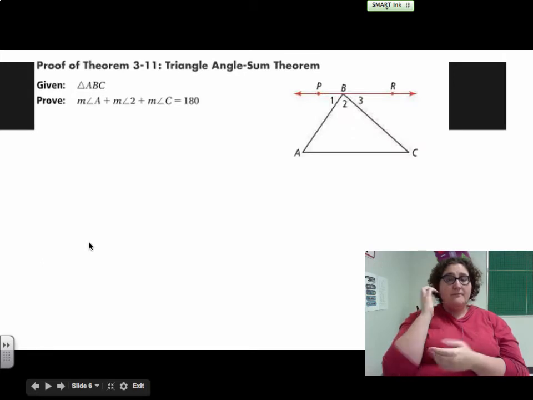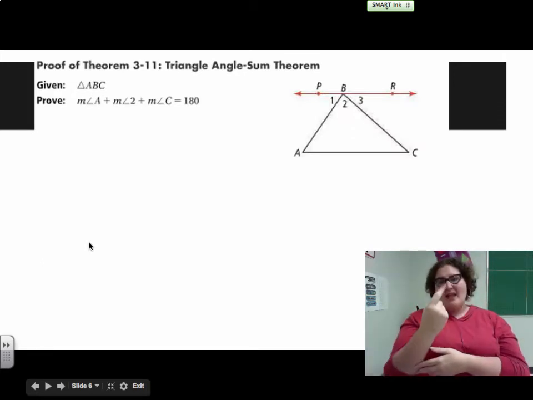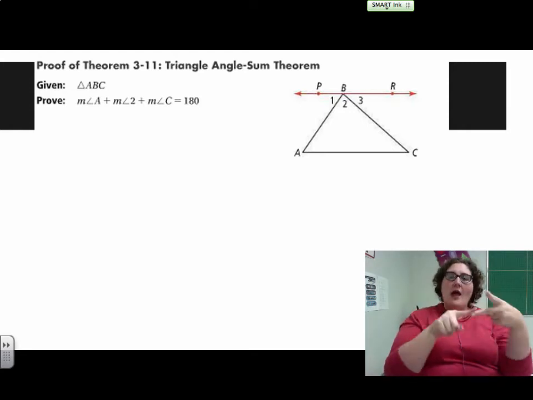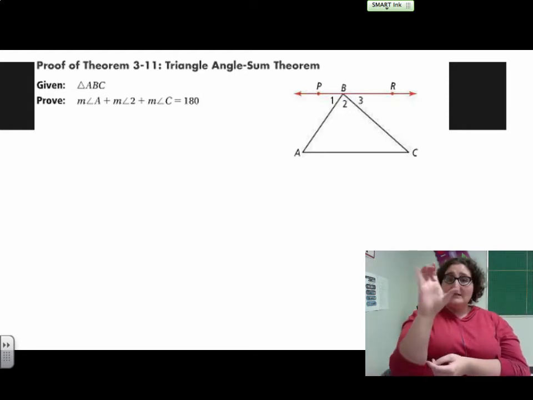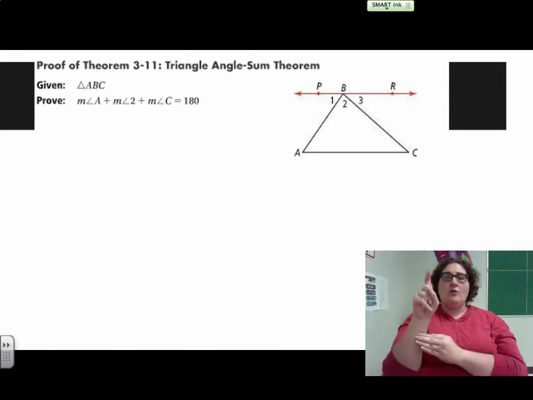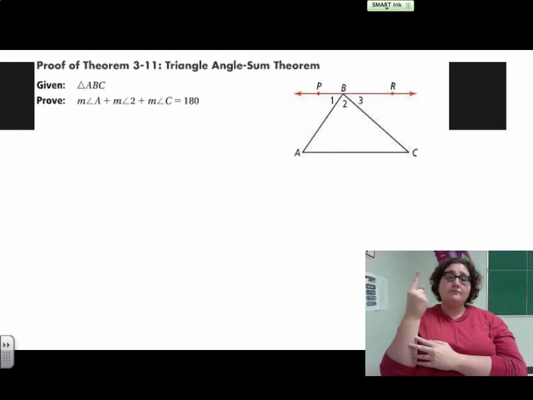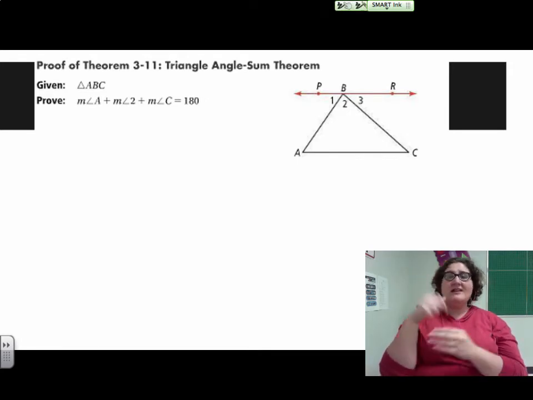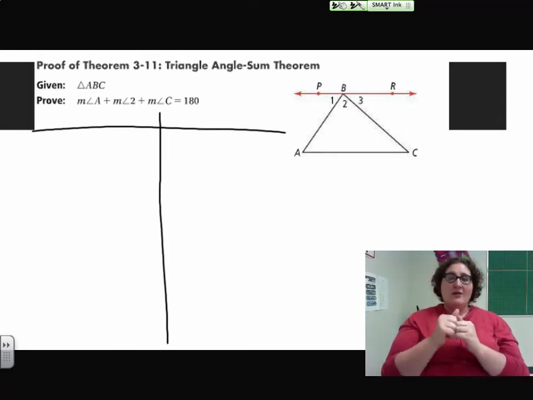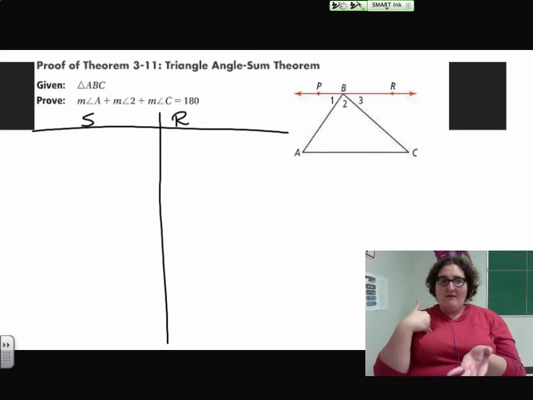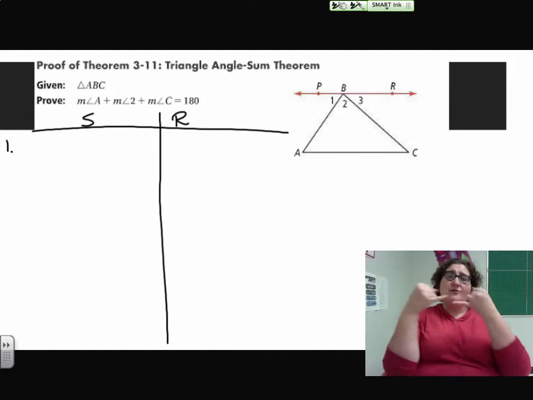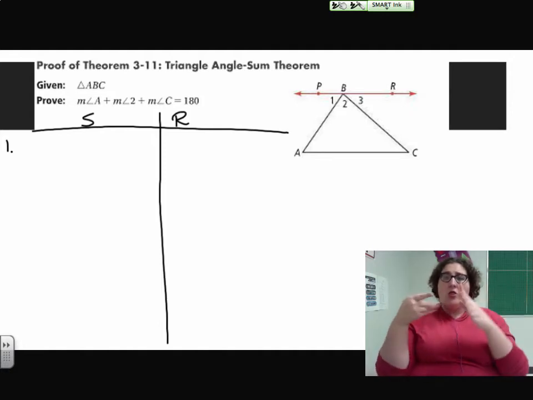Okay, the proof of theorem 3-11, which no one cares about 3-11, but it's the triangle Angle-Sum theorem. It says given triangle ABC, and it wants us to prove that the measure of angle A plus the measure of angle 2 plus the measure of angle C equals 180. Okay, so first we're going to start off with, now this is one of those rare occasions that we start off with something other than the given. So statements, reasons. Now notice they had to draw a line PR through point B so that I could have a parallel line.